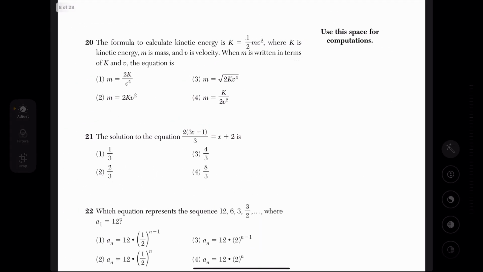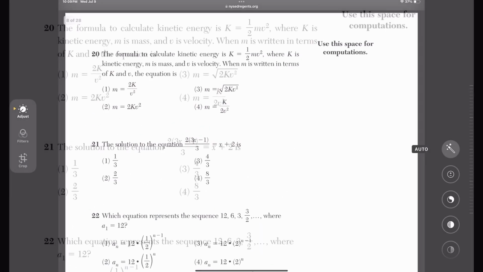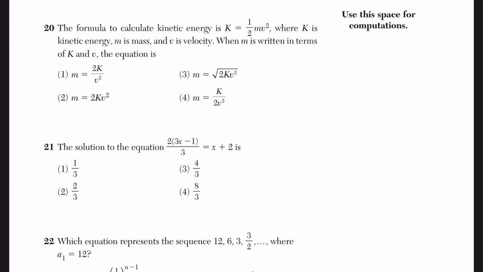Okay, final stretch of multiple choice. Question 20. Don't get tripped up by this. They're giving you a bunch of science mumbo jumbo here, but they're trying to give you this extra fluff in the problem to try to trip you up. But it's still an algebra problem. You're just trying to solve for m. So all you need to do is get m by itself. Real simple. How do you get rid of 1/2? Multiply it by 2.